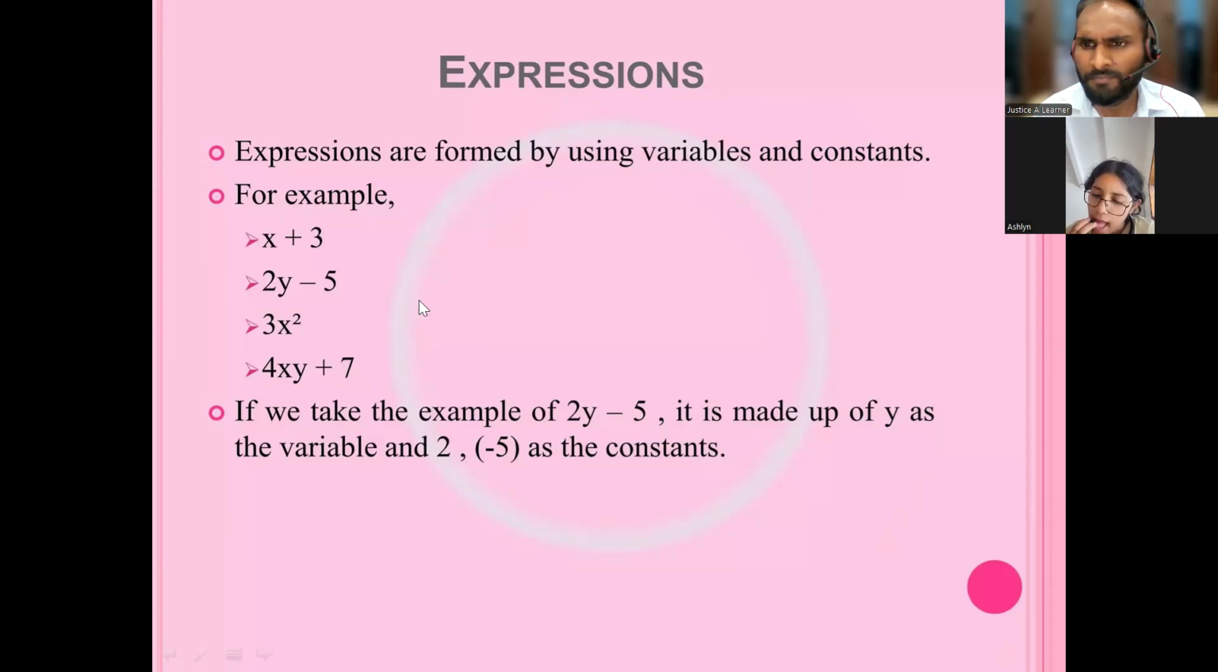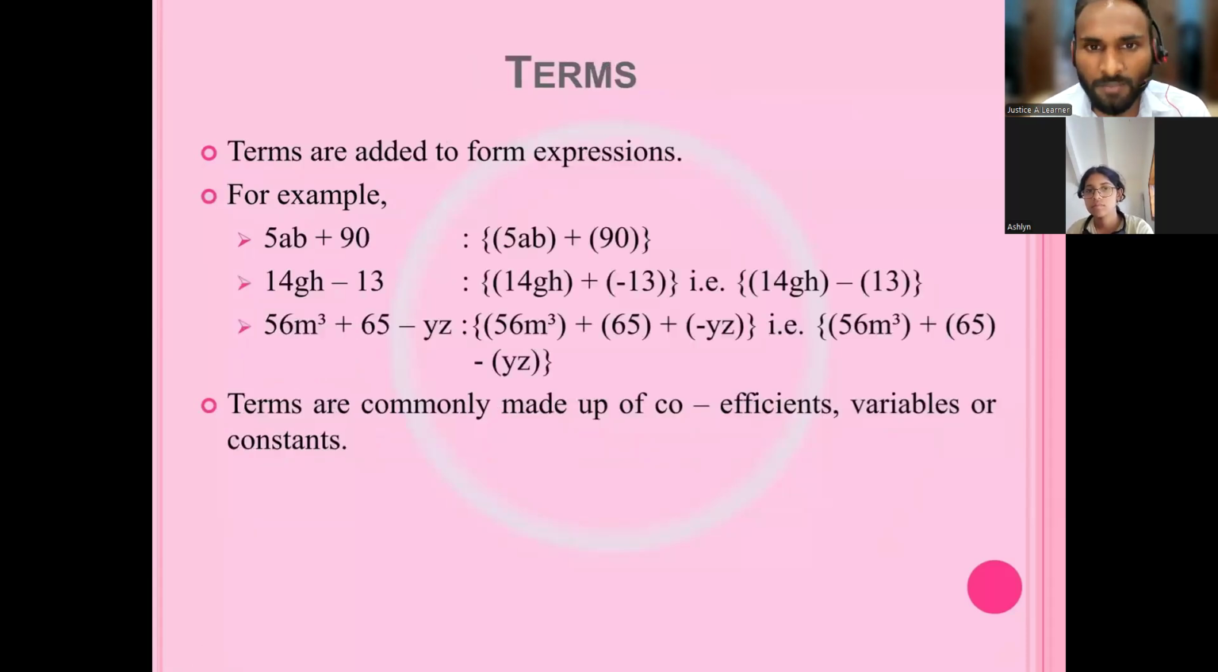Degree 1. Great, great. You've told correctly. So here we are having these expressions. If we take the example of 2y minus 5, it is made up of y as the variable, as you already understand, and 2 and 5, these are constants. These can be negative and positive too, right? Okay, so now coming to the part of terms, you already explained this earlier.